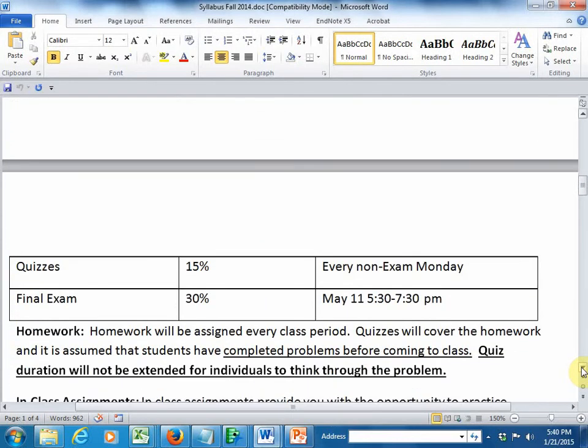We have quizzes every non-exam Monday. I try to make all the exams and quizzes, especially for commuter students, right after the weekend, so that it's not, if it is on a Wednesday, more pressing things start to come into place and it becomes more difficult to prepare. And our final is at 5:30 on May 11th, and that's 30%, and it should be very similar to what you'd expect to see on a comprehensive exam. Any questions about that?